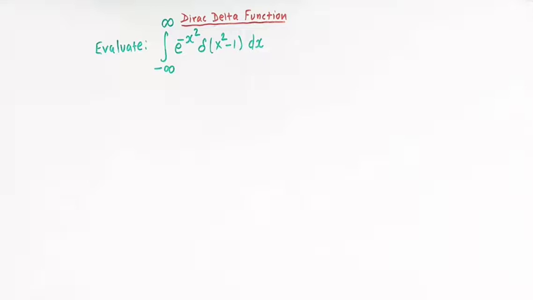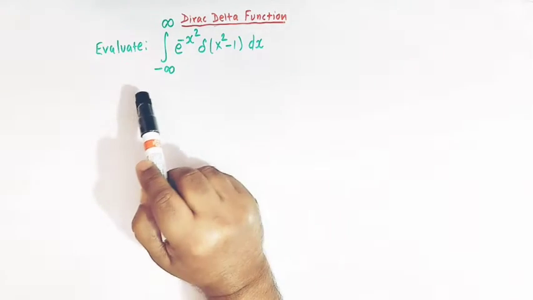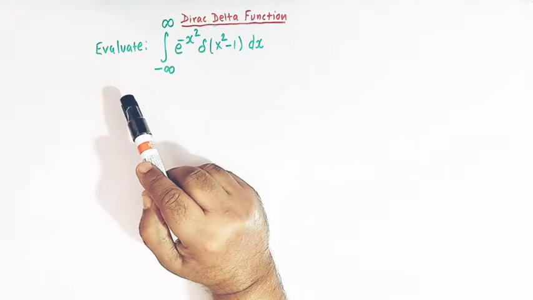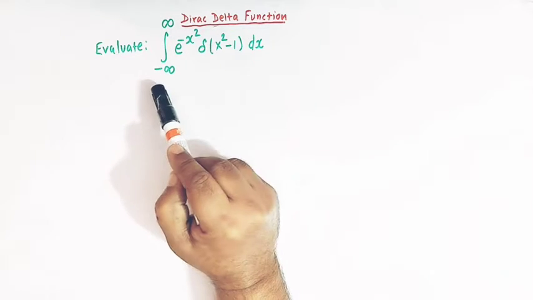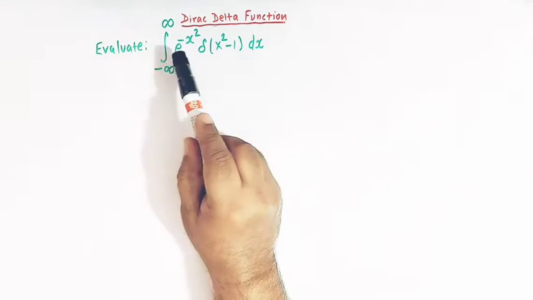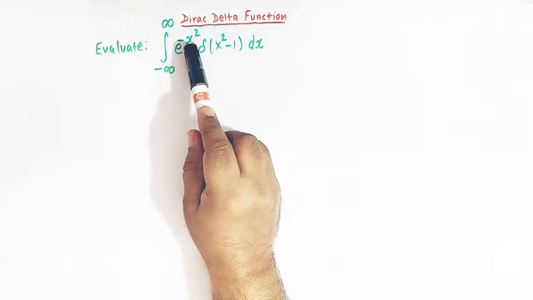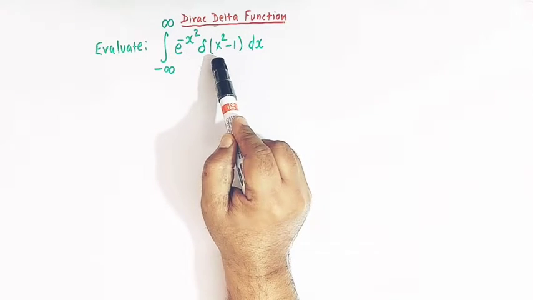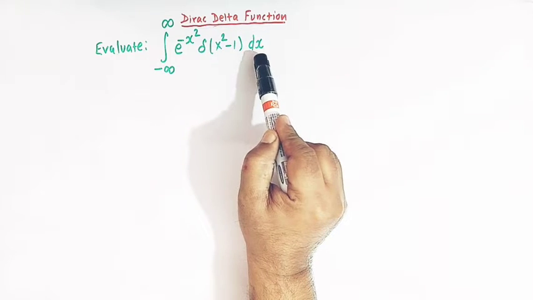Hello viewers, in today's class we are going to discuss one important problem from the Dirac delta function, right? In our earlier videos we have already discussed a lot about the Dirac delta function, right? So in this class we'll evaluate this integral involving the Dirac delta function. So here we have the integral from minus infinity to infinity, and we have e raised to minus x square delta of x square minus 1 dx, right.